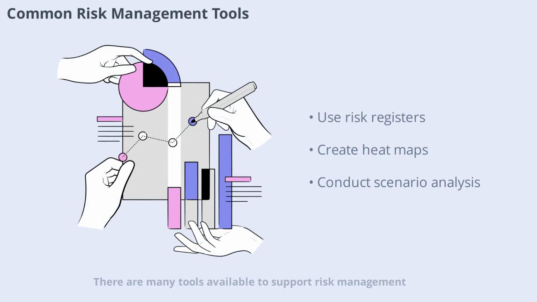There are many tools available to support risk management, such as risk registers, heat maps, and scenario analysis. Risk registers help track identified risks and their status. Heat maps visually represent risk severity and likelihood. Scenario analysis explores how different situations could impact your business. Using these tools helps you manage risks systematically and make better decisions.